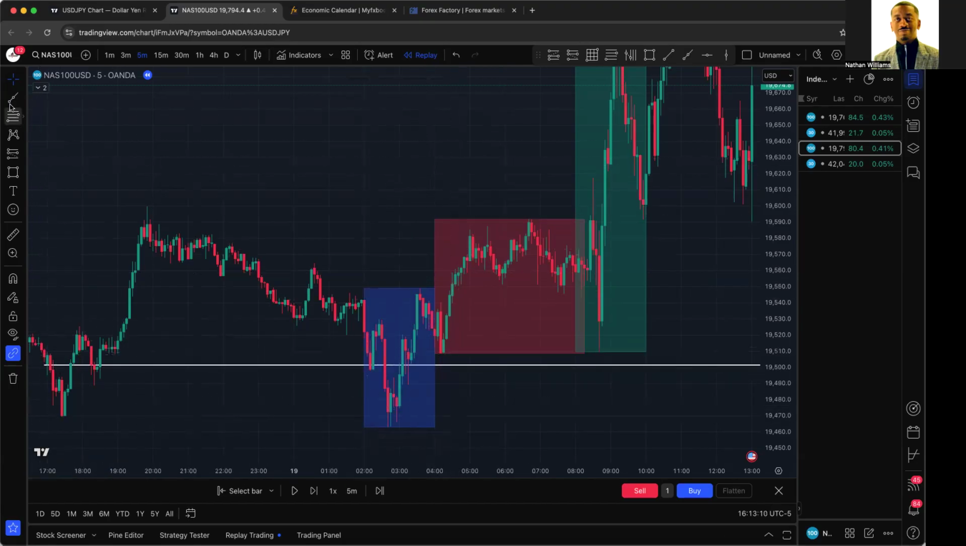All right, 2 a.m. Let's go look at 2 a.m., the start of London. Here it is. Here's the 2 a.m. candle. It's a bearish candle, so it means the high of the candle is where we opened at right there. Let's mark that.